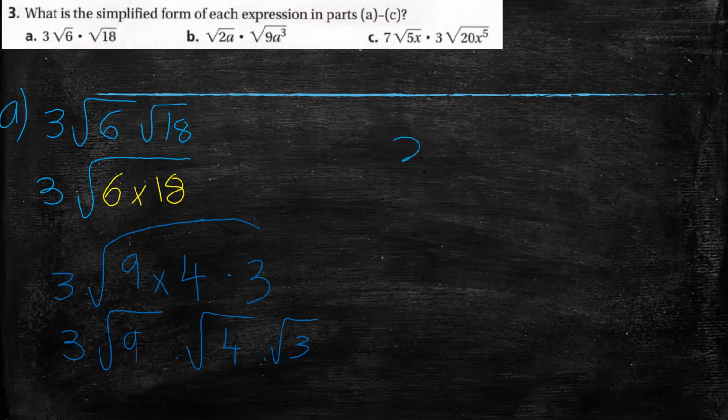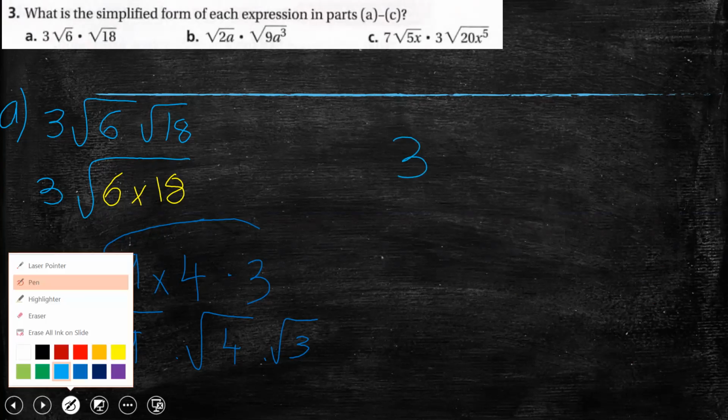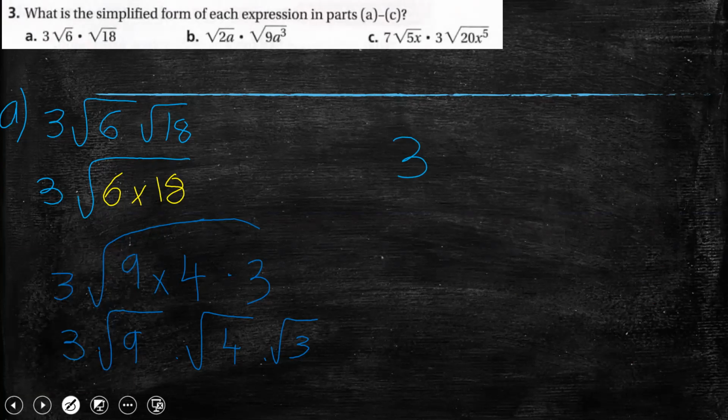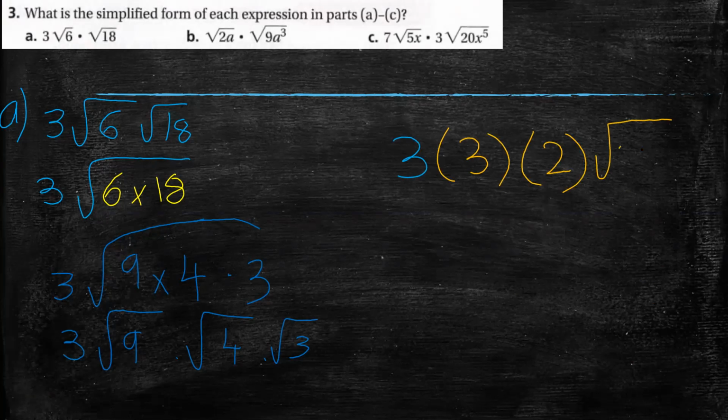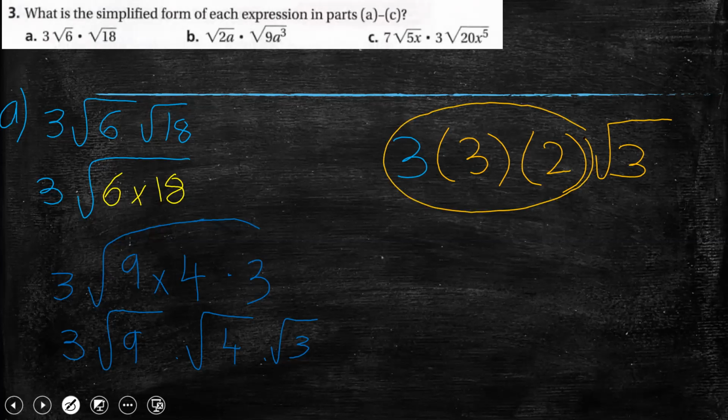Now, what is the square root of 9? 3. Square root of 4? 2. Then square root of 3. Then let's now combine the numbers here. 3 times 3? 9. 9 times 2? 18. So 18 square root of 3.